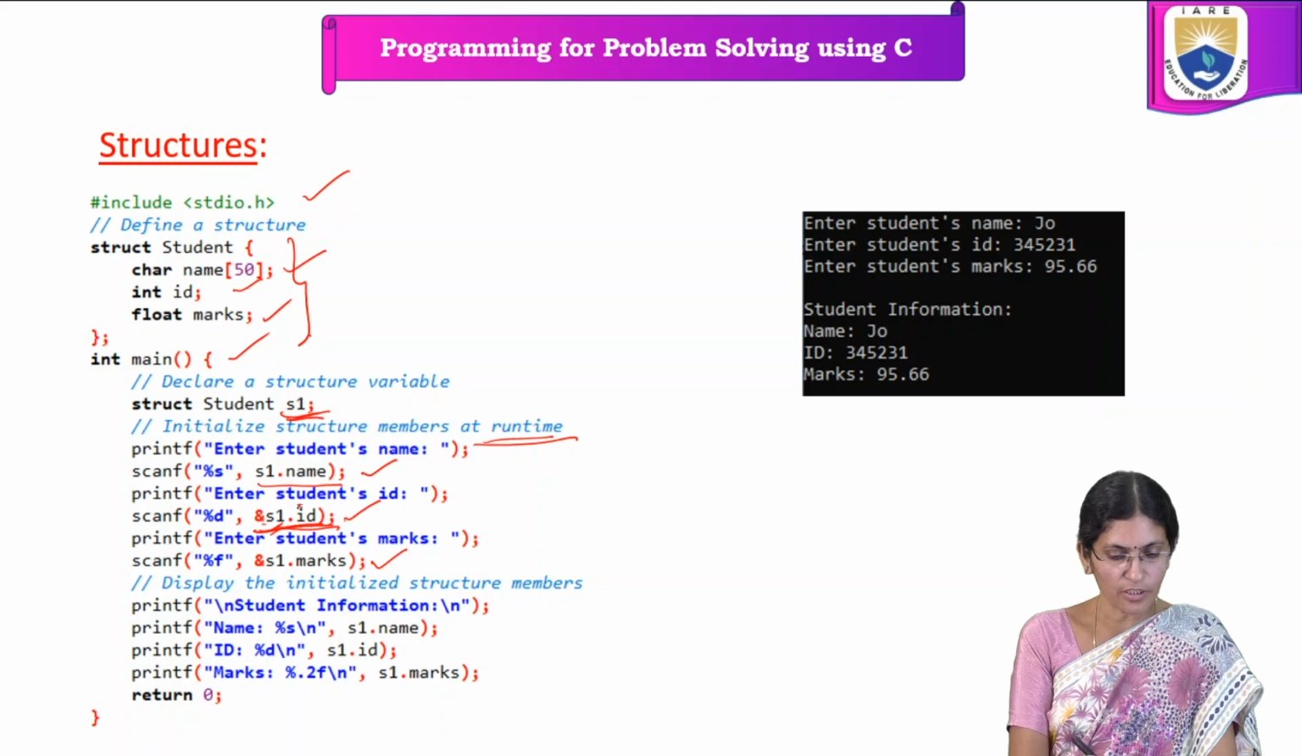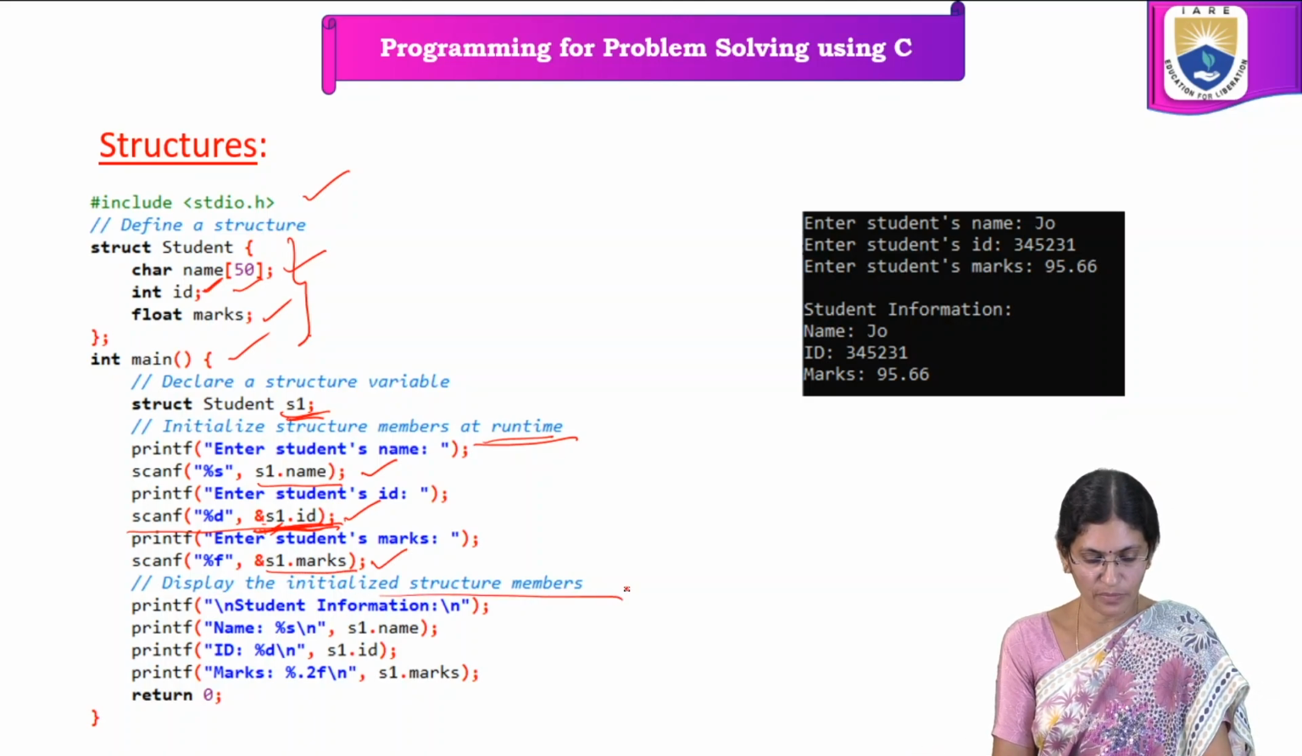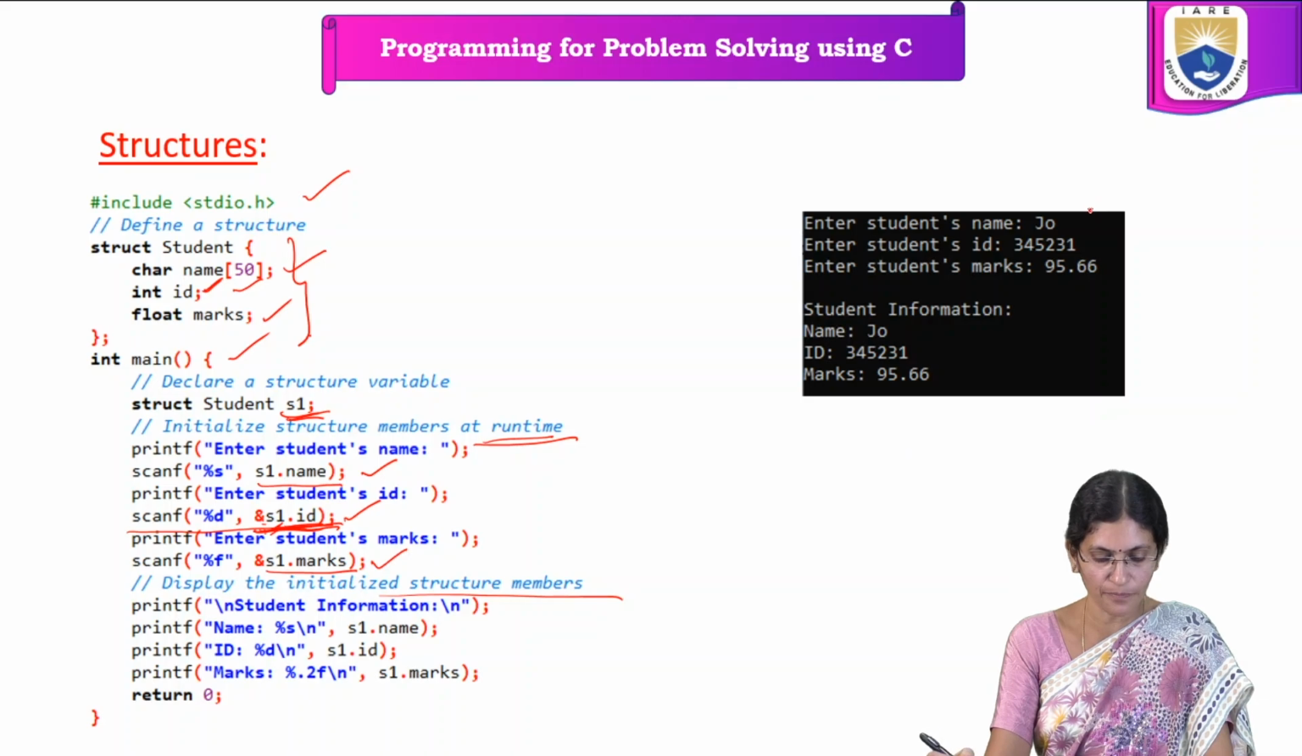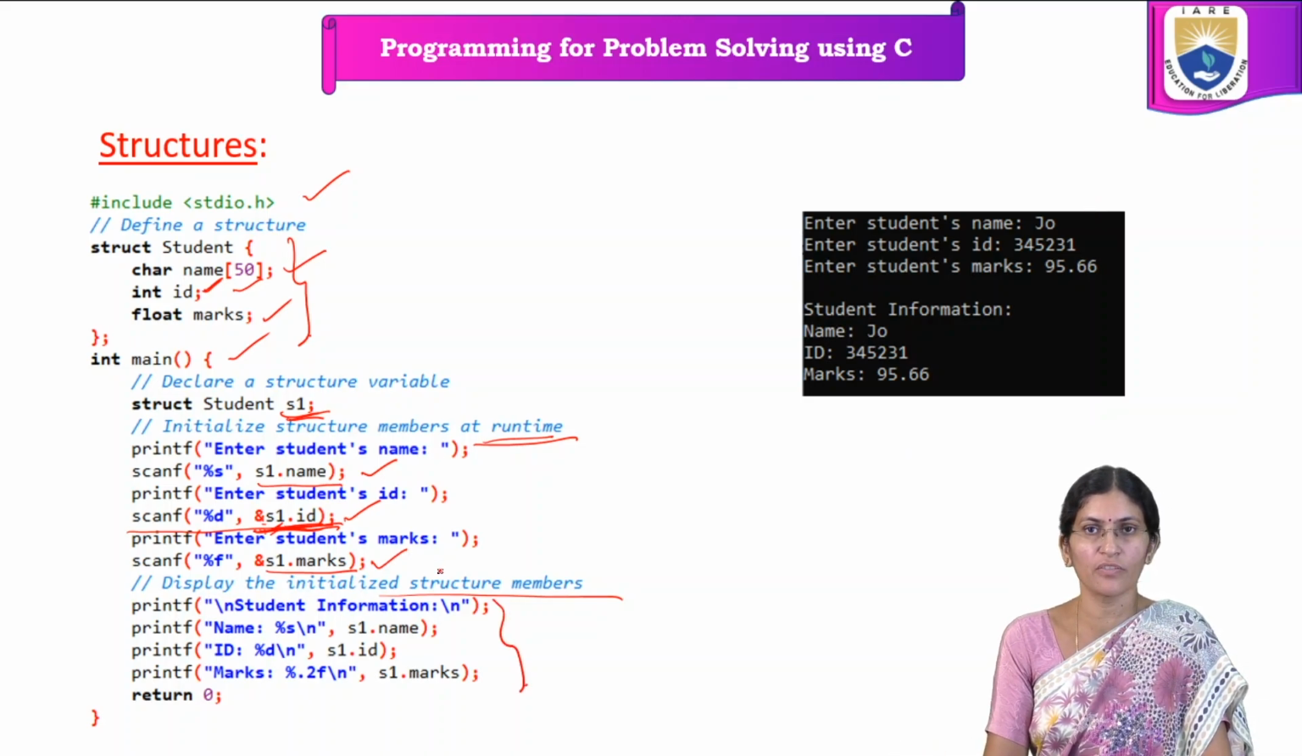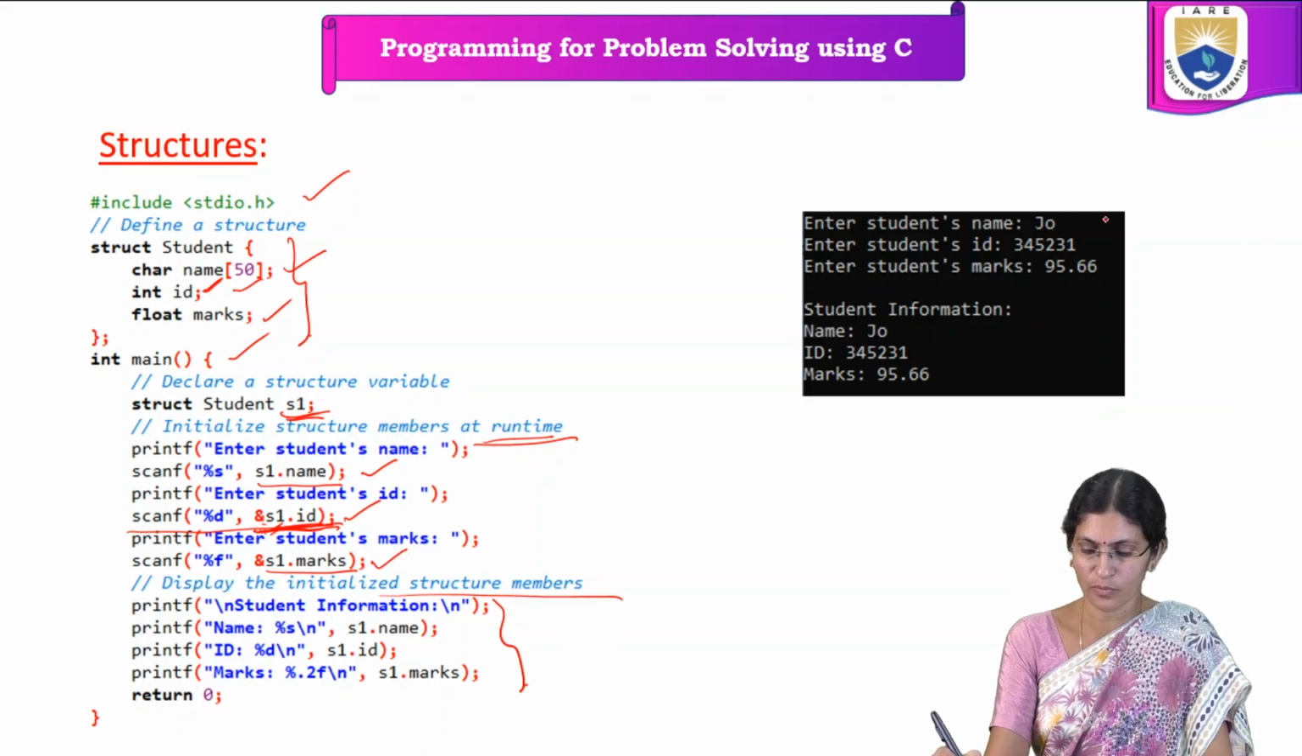So in order to initialize this member of the structure, S1 dot ID is the address. So we need to scan at the address specified by S1 dot ID. Next S1 dot marks, then display the initialized structure members. This part of the code will display all the information which the user has entered. So if we run the program, we'll get the output in this way.